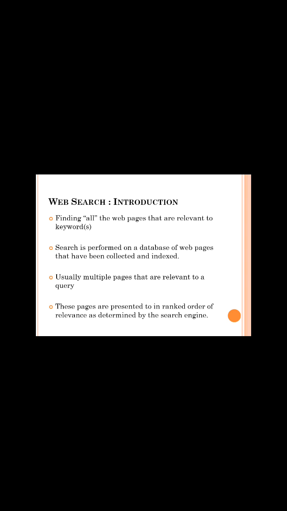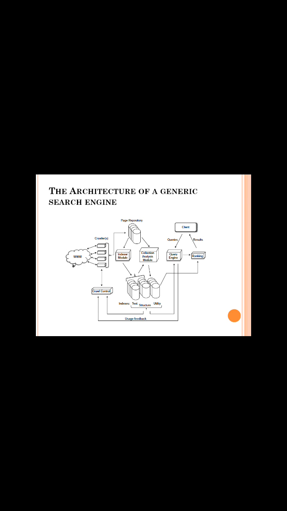As we know, we get multiple pages that are relevant to our query. These pages are presented to the user in a ranked order of relevance as determined by the search engine. Now we will see the generic architecture of a search engine. This diagram shows various components of a search engine.